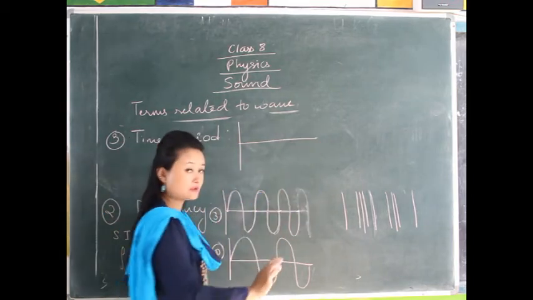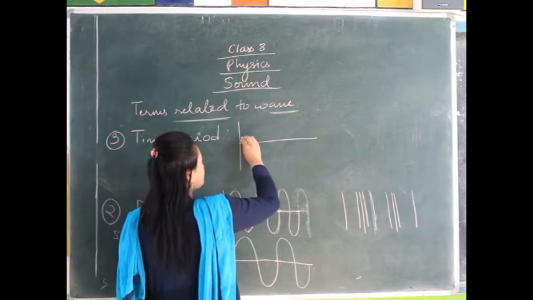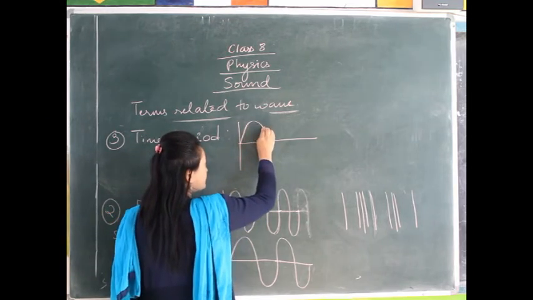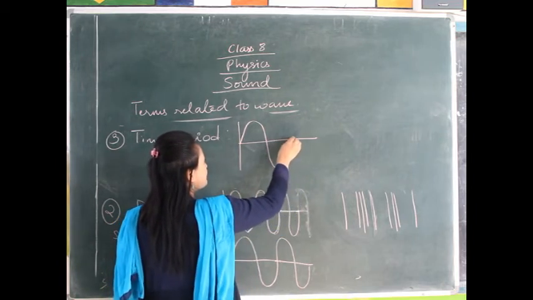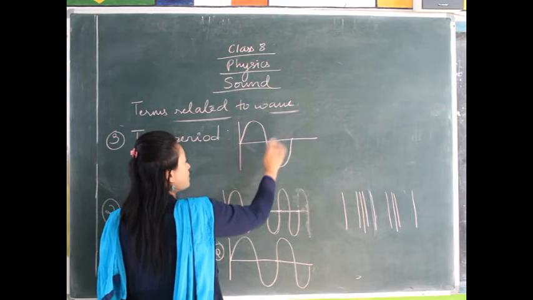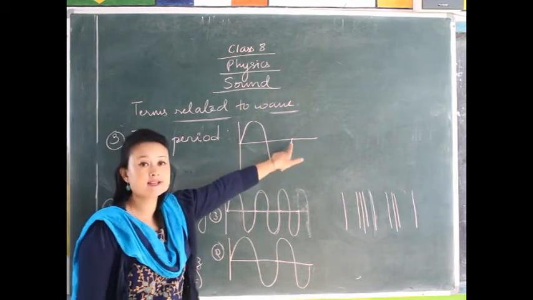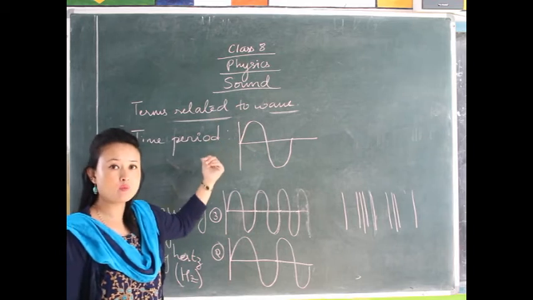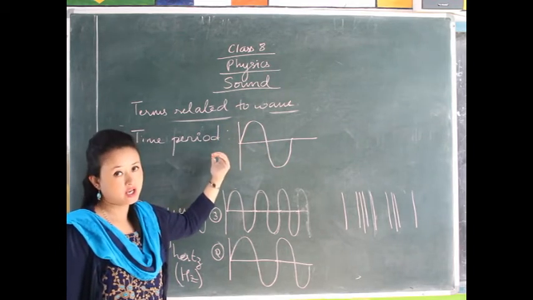For a transverse wave, one complete to and fro motion would be from here, it starts from here, it completes one crest and it should complete one trough. Now how much time does it take for one crest and one trough is your time period. Suppose if it takes 1 second, the time period will be 1 second. If it takes 2 seconds, the time period will be 2 seconds.